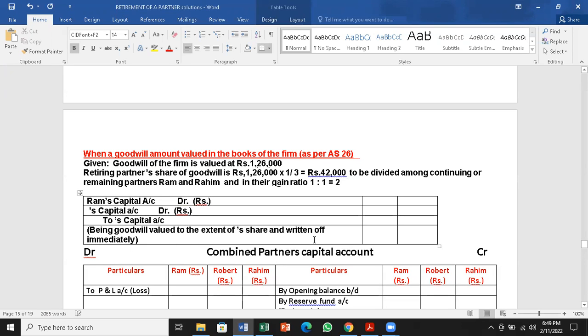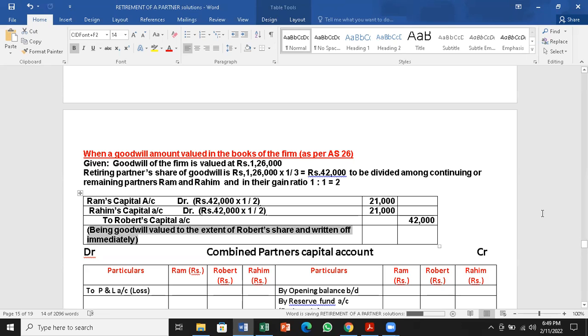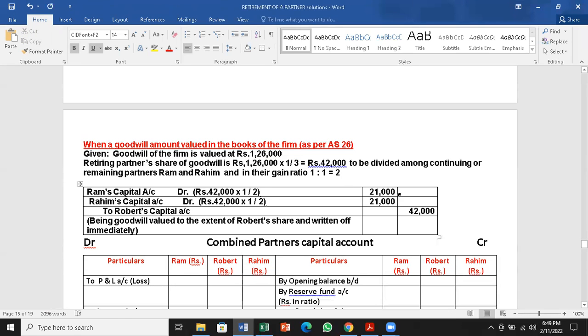Ram's capital account debit: 42,000 into 1/2, 21,000. Rahim's capital account: again 42,000 into 1/2, that also will be 21,000, because it is an equal partnership. To Robert's capital account, being goodwill value to the extent of Robert's share and written off immediately. So whatever is given in the problem, we have done as per that. That comes under Accounting Standard 26 itself.